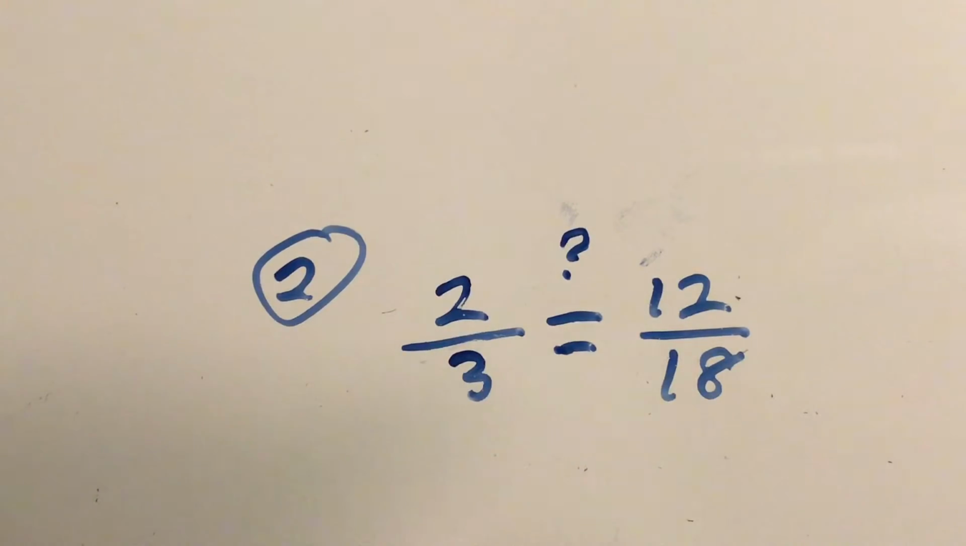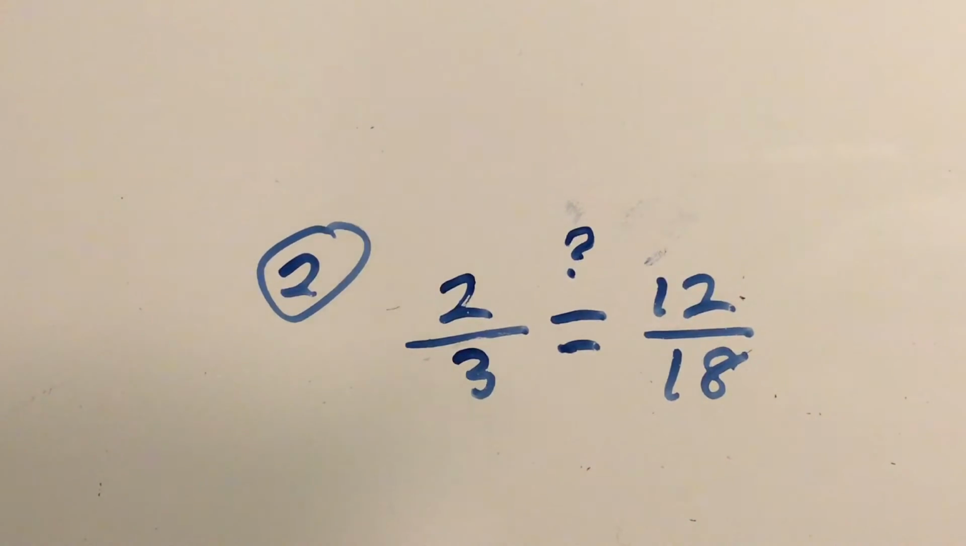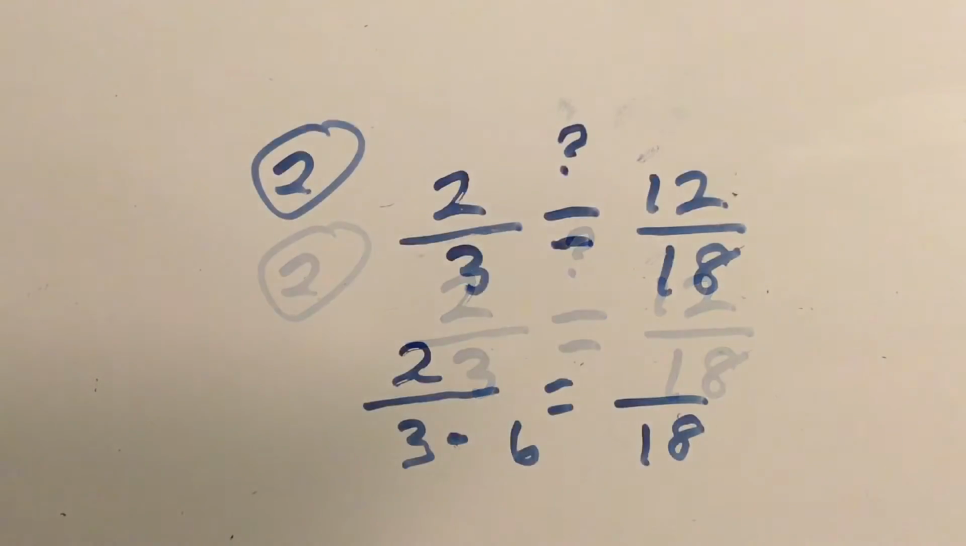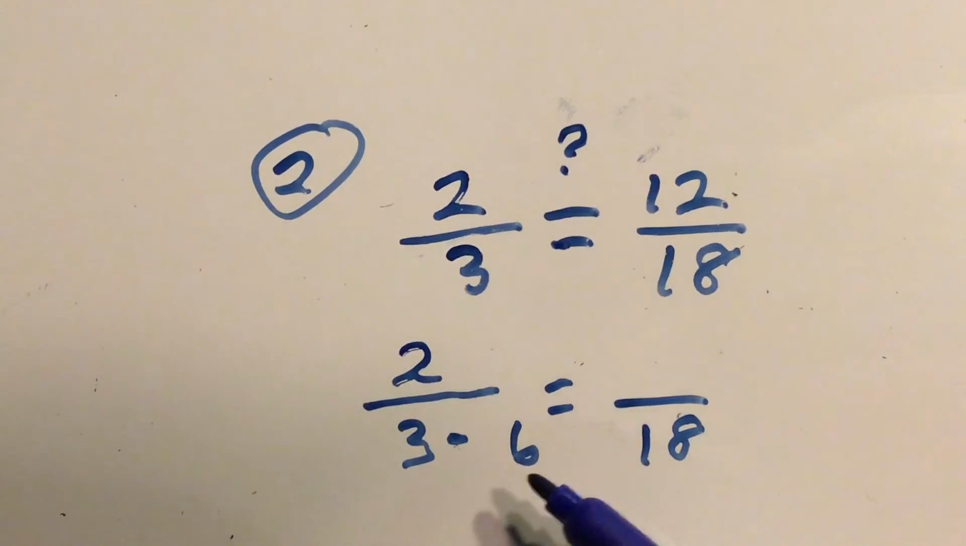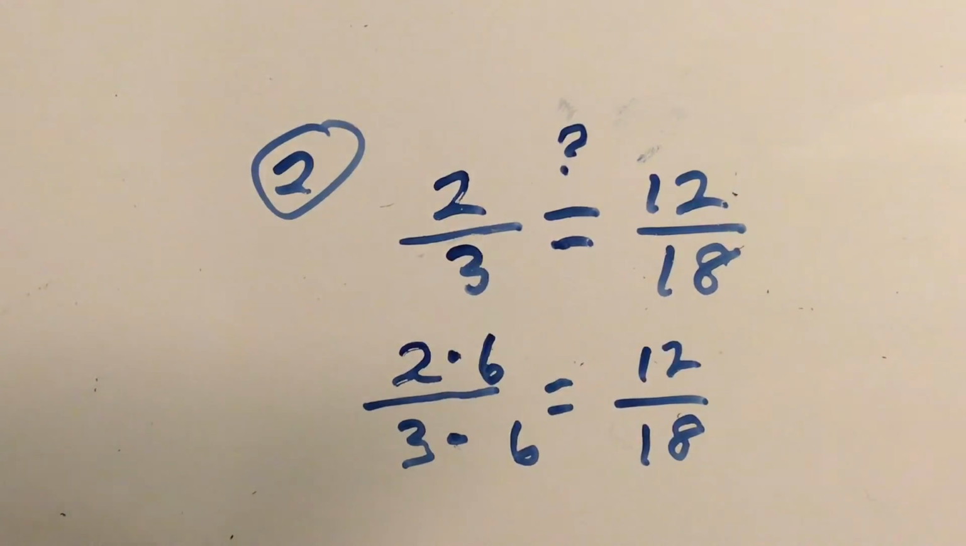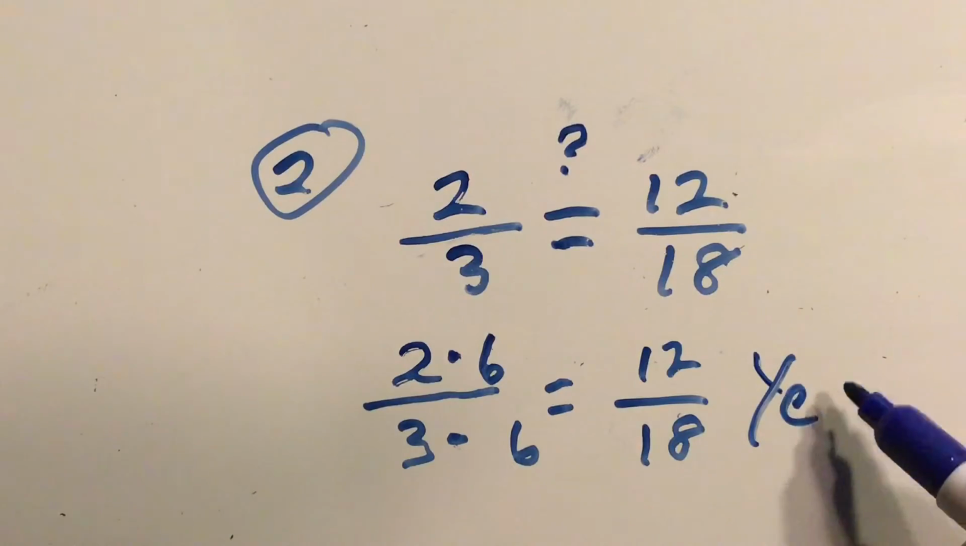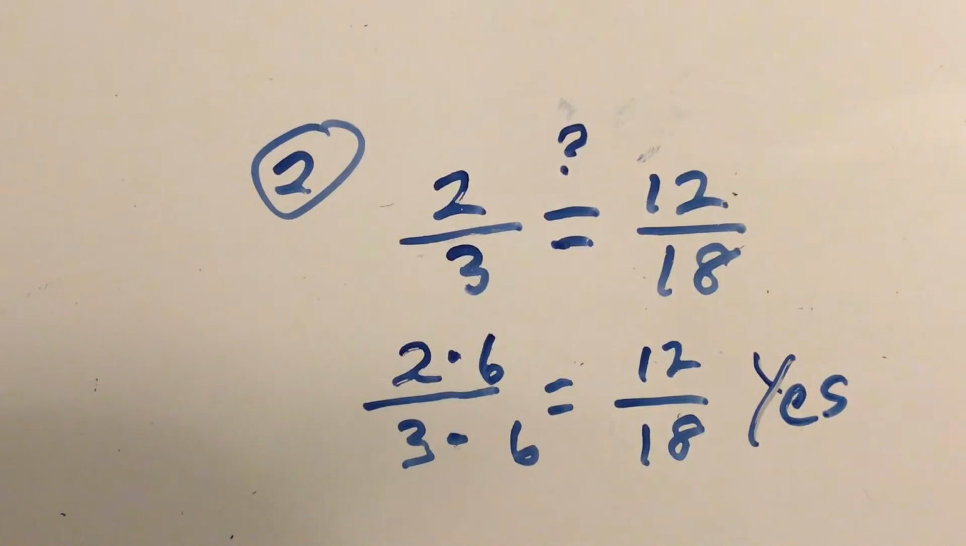So number 2 has these two fractions, 2/3 and 12/18, and the question again is, are they equivalent to each other? Are these two ratios proportional to each other? We're going to find out. Well, 3 times 6 gives me 18, so remember now that whatever I do to the bottom, I have to do to the top. So let's find out if 2 times 6 is 12. It sure is. Therefore, yes, these two fractions are equivalent to each other. These two ratios are in proportion to one another.